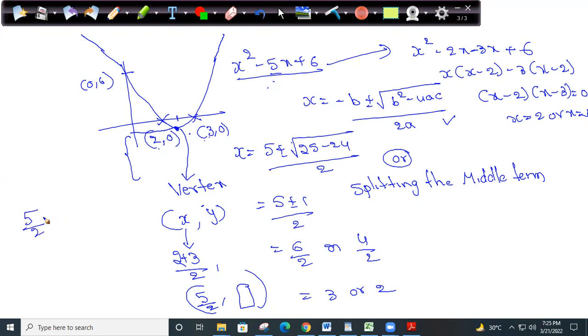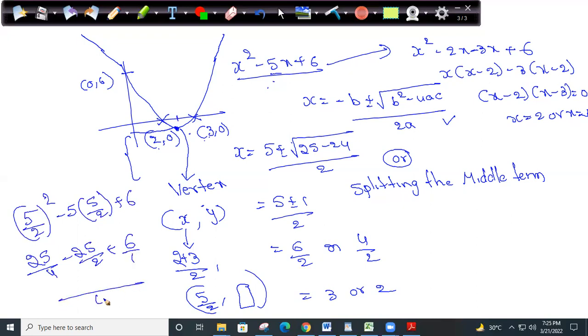So which is 5 by 2 whole square minus 5 into 5 by 2 plus 6, 25 by 4 minus 25 by 2 plus 6. So LCM is 4, 25 minus 50 plus 24, minus 1 by 4. So the minimum value occurs at 5 by 2, and what is the minimum value? Minus 1 by 4. So simple. Correct, right? Yeah.